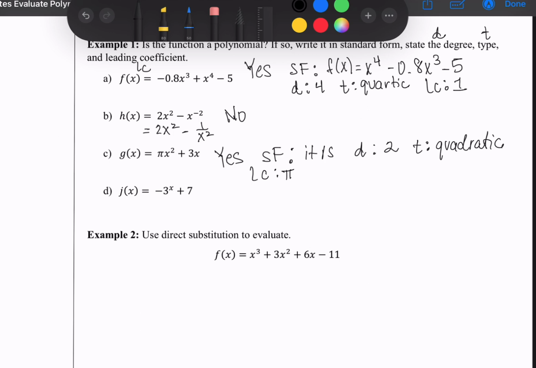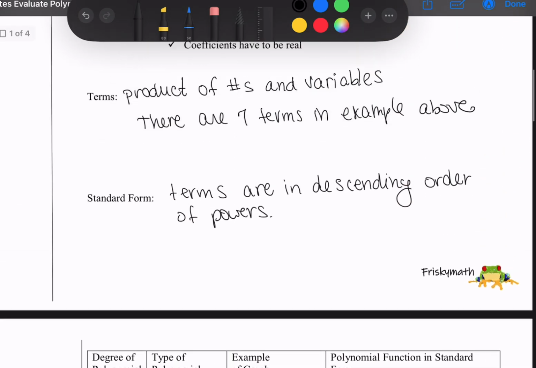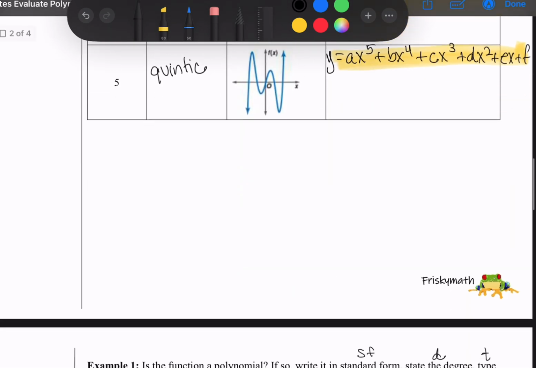All right, D. Well, notice that our variable is in our exponent. That is an exponential function. That is not allowed. That is no variables in the exponent, right? So this is no. This is not going to be a polynomial function.